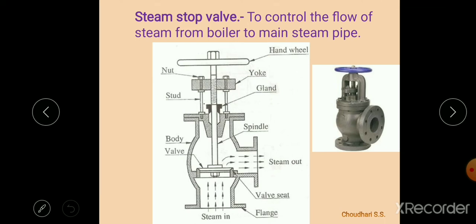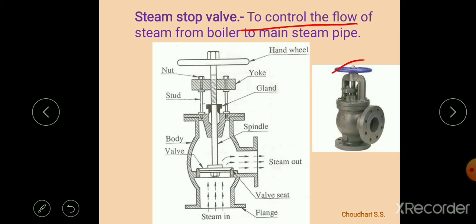Next we have to consider the steam stop valve. So this is the actual image of the steam stop valve. The function of the steam stop valve is to control the flow of the steam from the boiler to the main steam pipe, and second, to completely stop the steam flow when it is required. So the steam stop valve is used to control the flow rate of the steam.